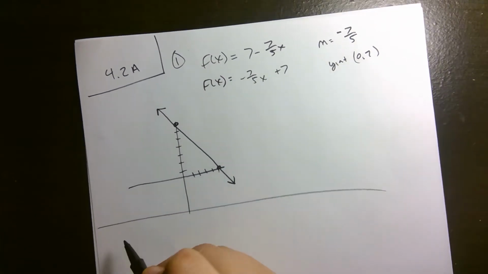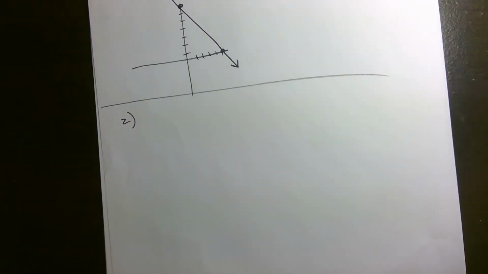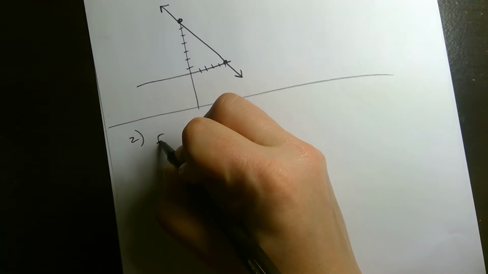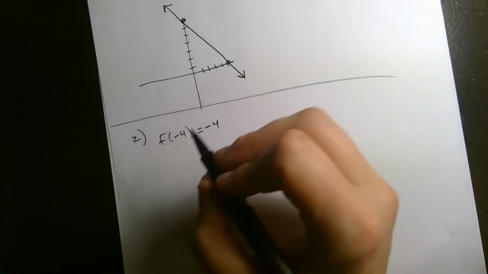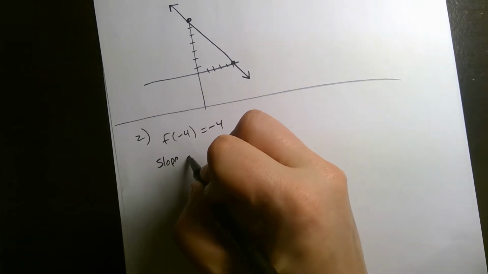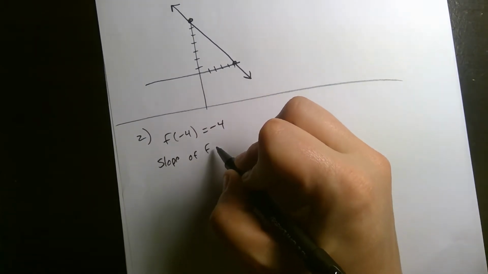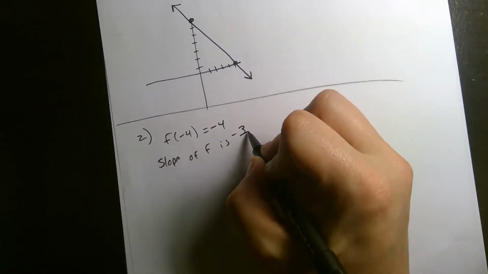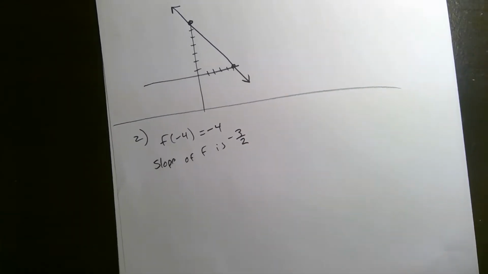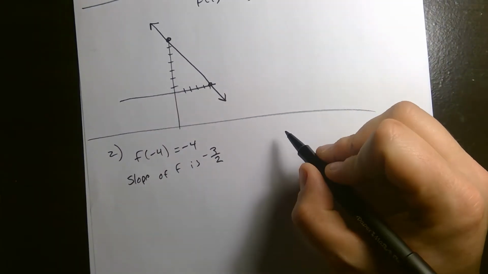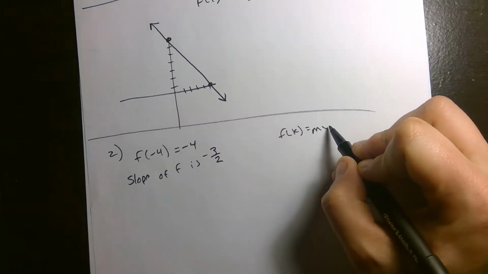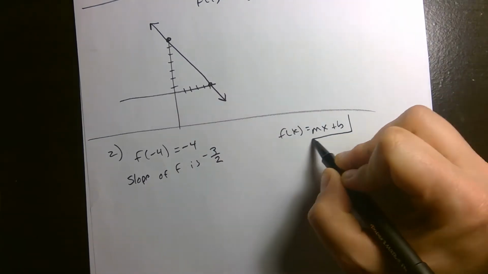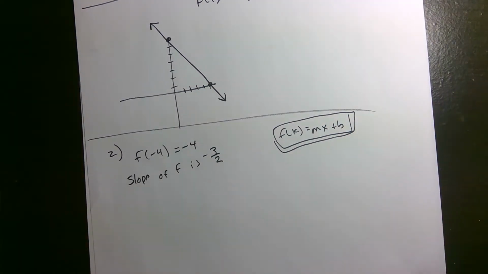Now, when we look at number 2, we're still dealing with some linear equations, but it's not asking me to graph this. Here's the information it gives me: f of negative 4 equals negative 4, and the slope of the function f is negative 3/2. It wants me to give a function f of x in slope-intercept form, so mx plus b. My goal is to find something that looks like this and circle it.